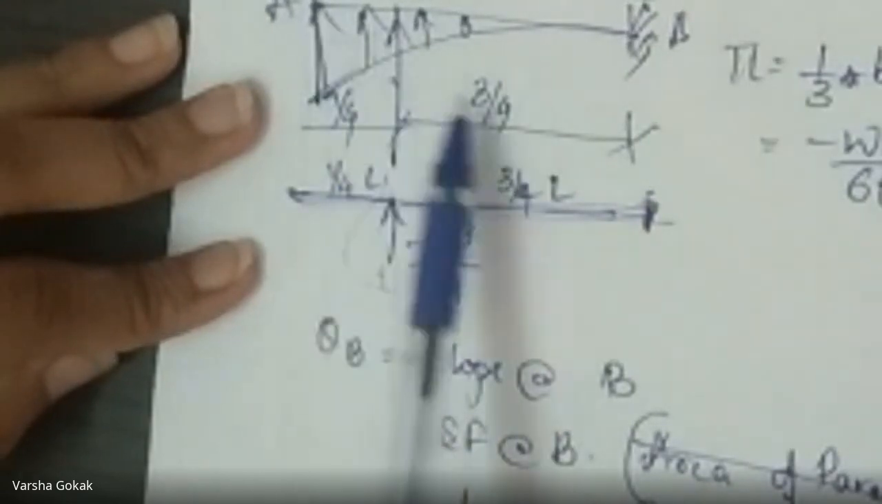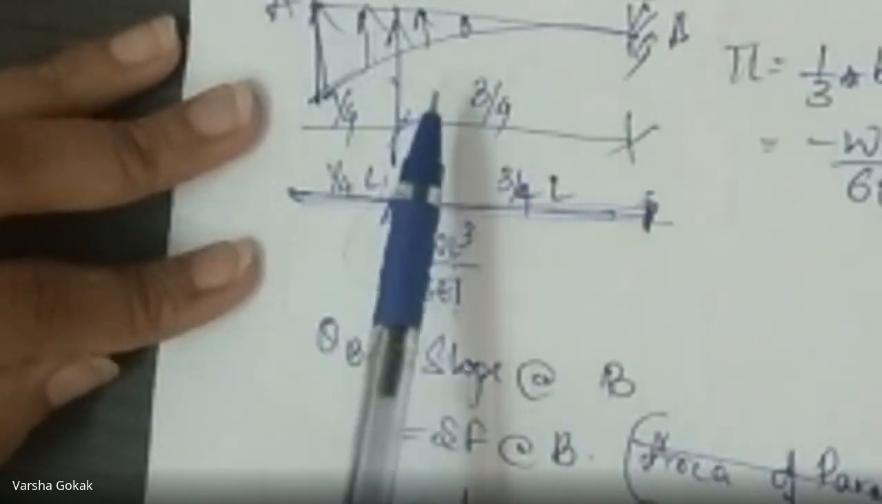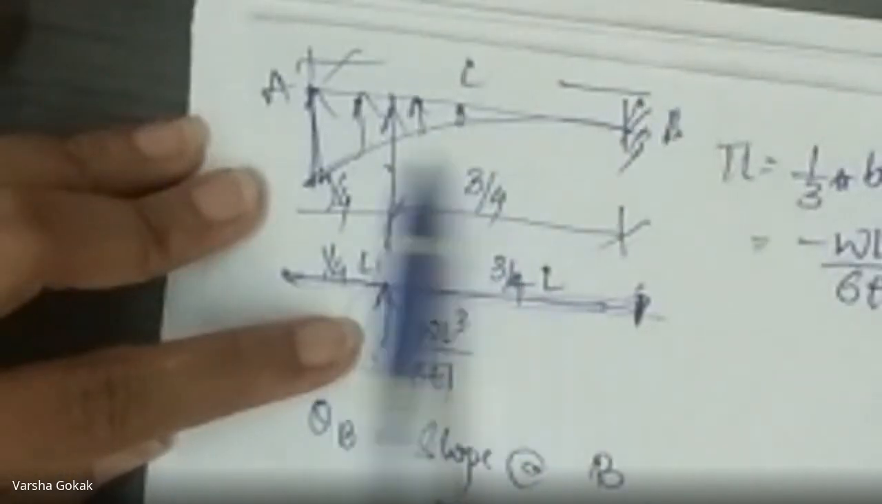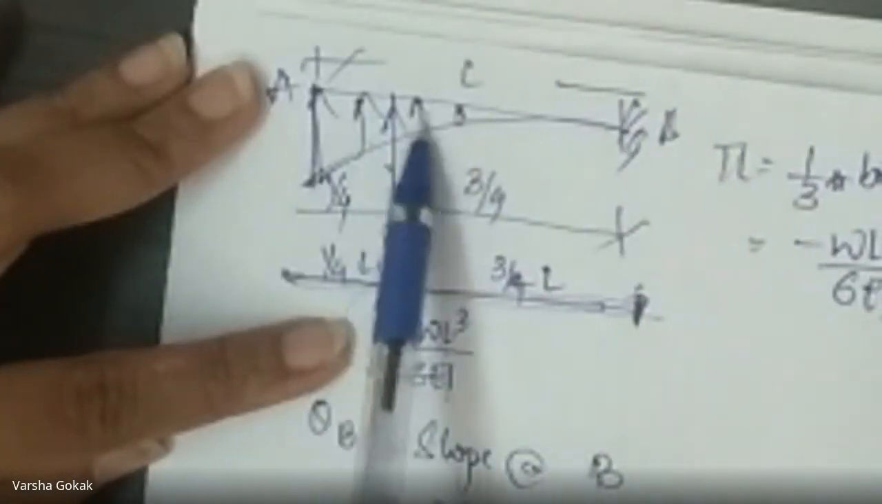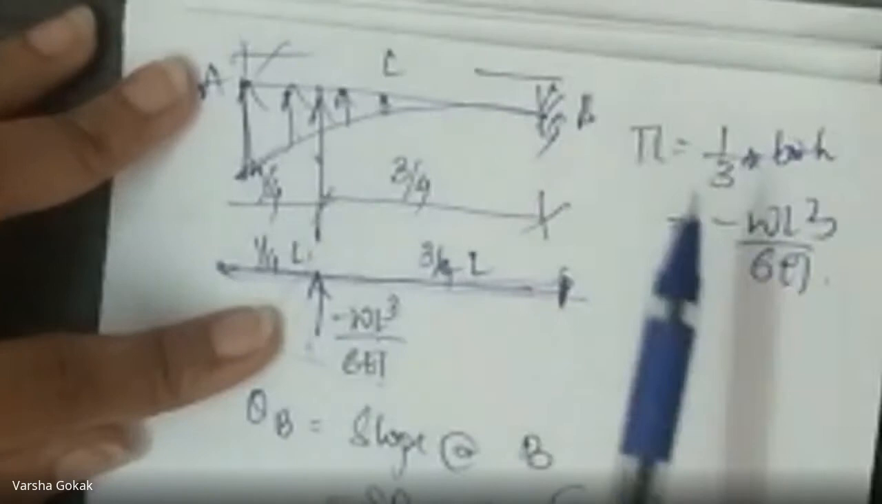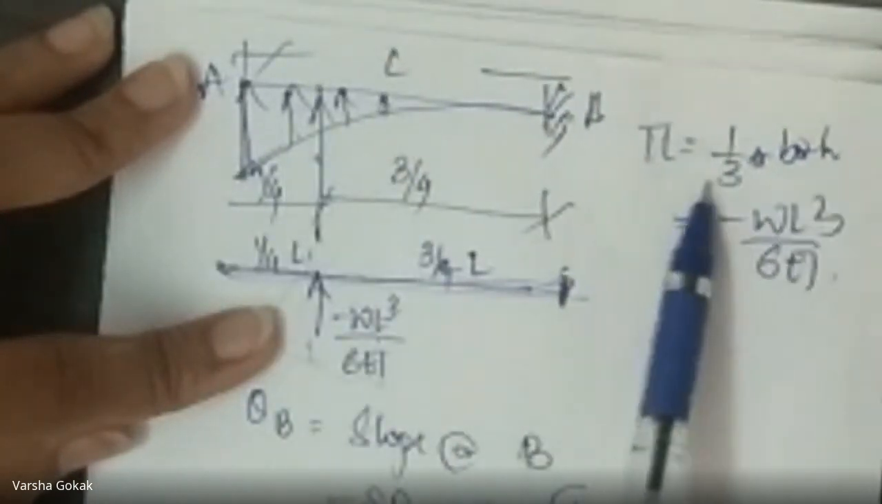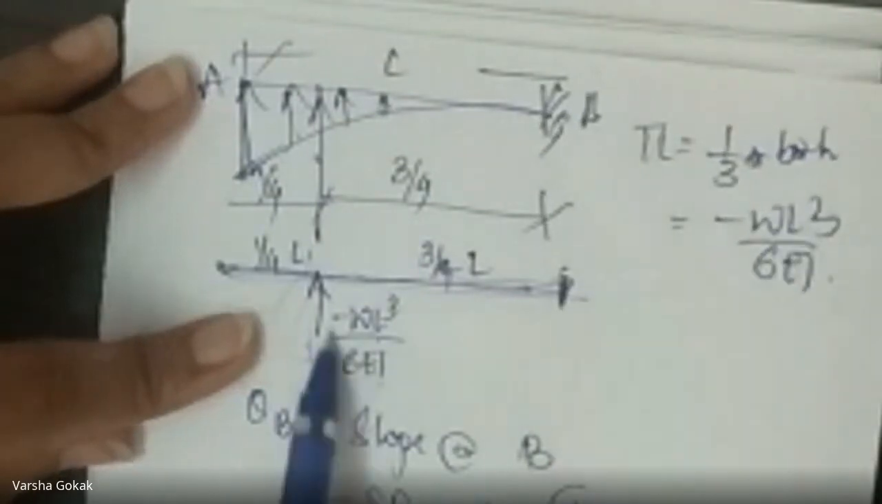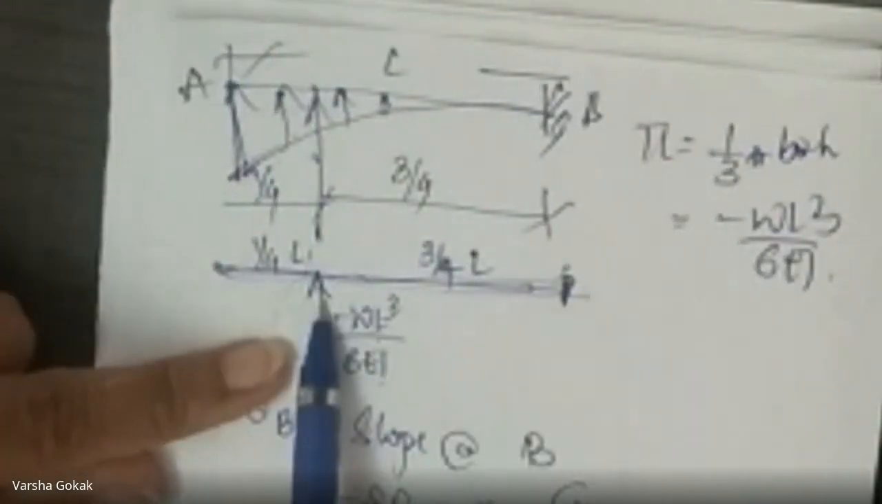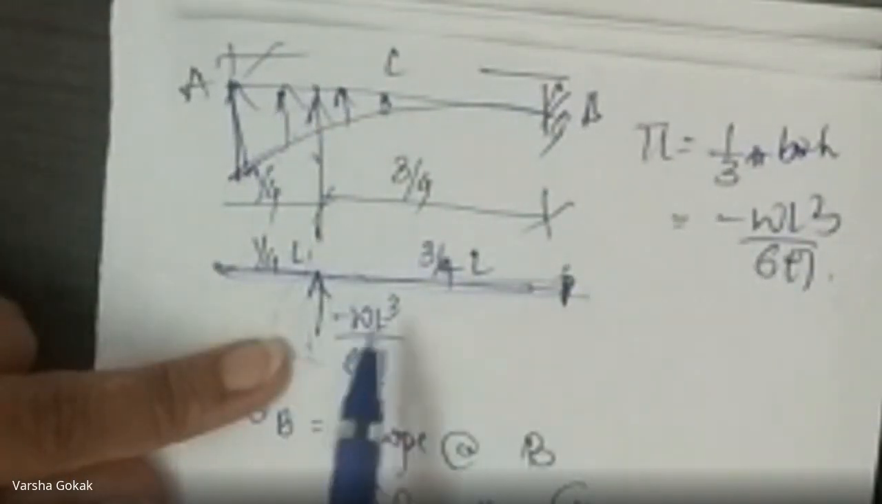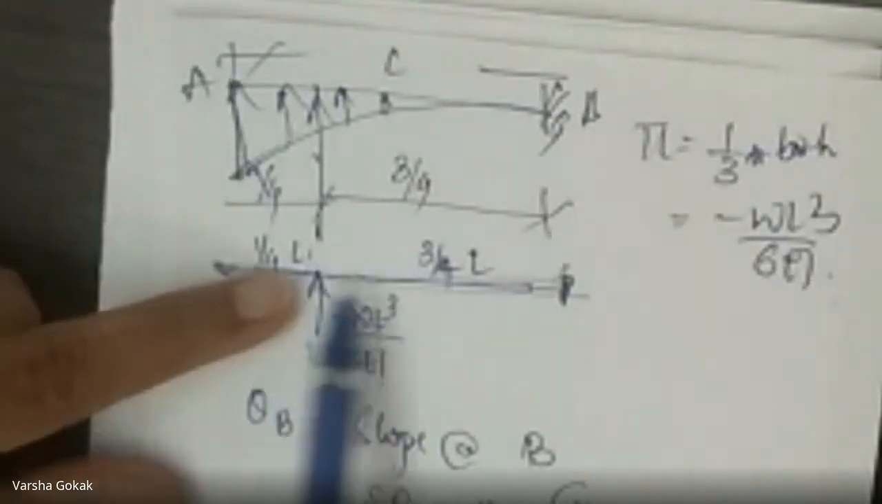Whenever we have a triangular load and I want to convert it to a point load, you take the area of the triangle. Similarly here, to convert this into a point load, I will take the area of this parabola. Area of the parabola is given by 1/3 base into height. You get the value, you keep it here. Now this is the beam, this is the point load, that is minus WL cube by 6EI. 1/4 of L and 3/4 of L are nothing but the CG distances from points A and B.